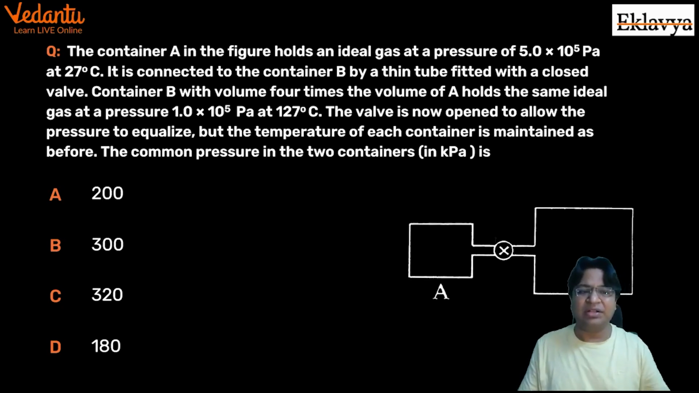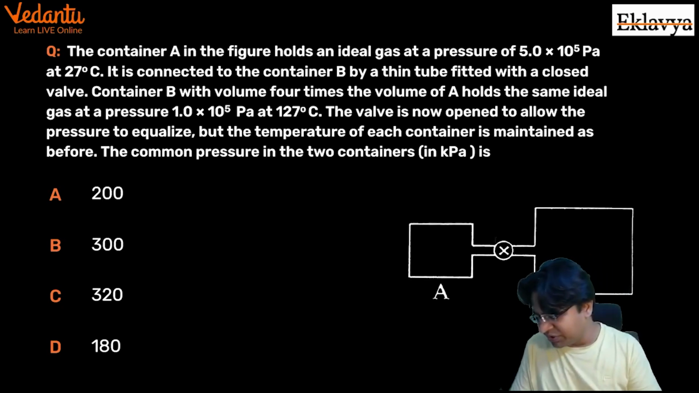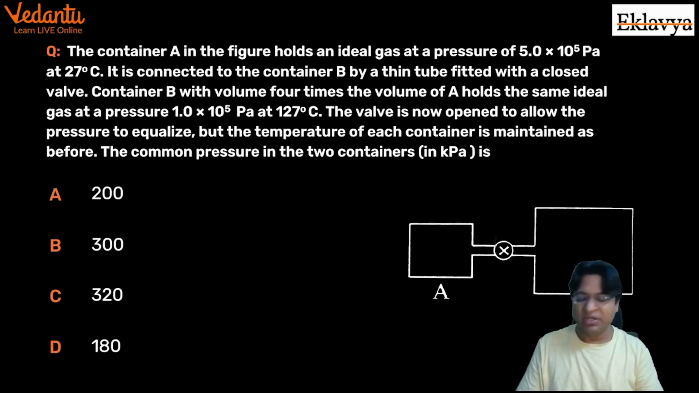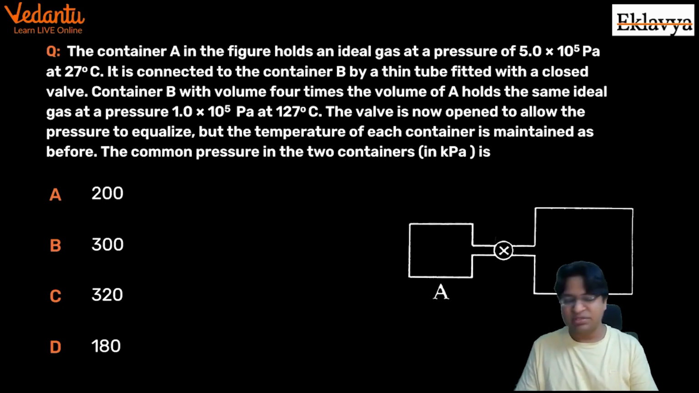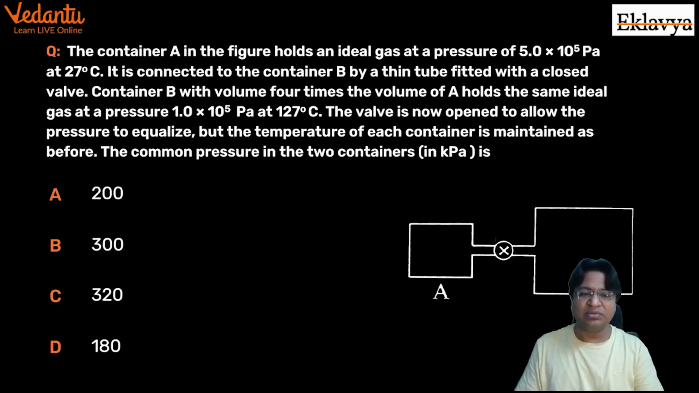It says a container A in the figure holds an ideal gas at a pressure of this much. So the pressure is given, at 27 degrees Celsius. It is connected to container B by a thin tube fitted with a closed valve. Container B has, so if this has a volume V, this has a volume of 4V. Again, guys, the figure might be hidden behind my figure, so I'll draw it here.